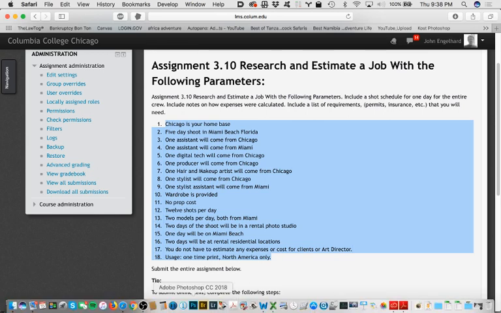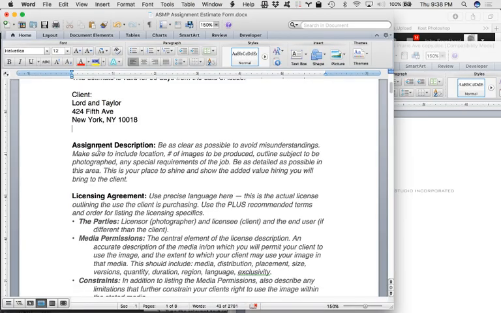So I'm going to simply copy this. I would probably try to clean it up a little bit to make the language seem more professional, but nonetheless, this is what you need to be putting in here. It is a description of the assignment. Be as clear as you can. Make sure to include the number of images to be produced. We said 12 images a day, but you might want to be more succinct about that. Outline the subject to be photographed. Any special requirements, be as detailed as possible. This is a place to shine. I didn't write this. So at any rate, assignment description.